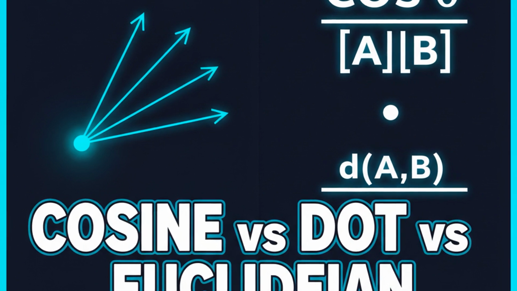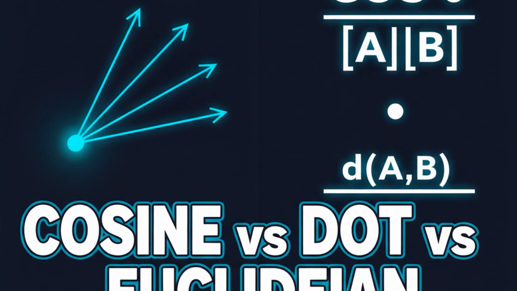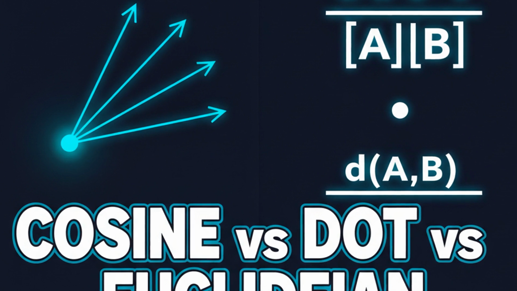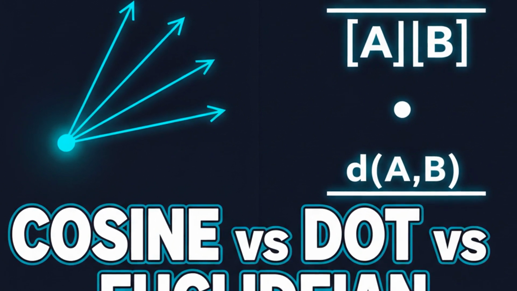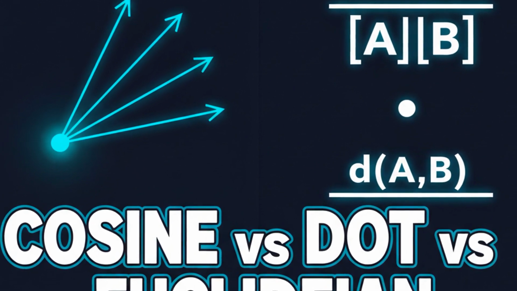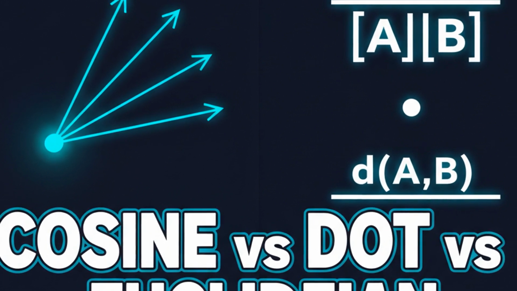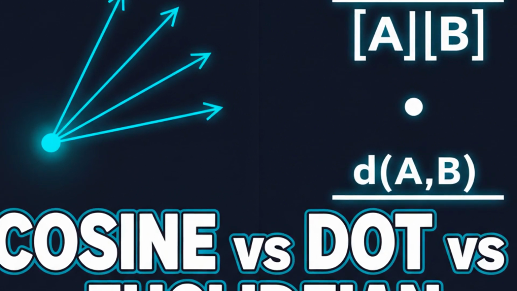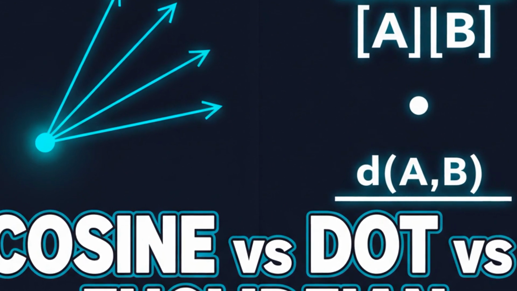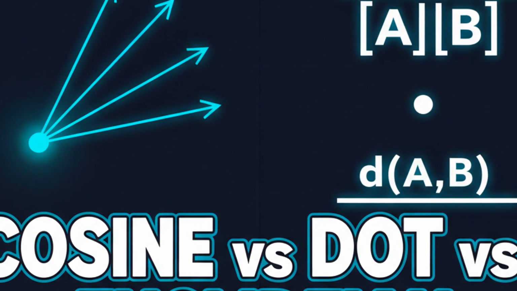Two sentences can be almost identical in meaning, and yet, depending on which formula you pick, your search engine might say they're total strangers. Three numbers decide whether your AI app feels smart or feels broken. Cosine distance, dot product, and Euclidean distance. Most engineers pick one by accident, copy paste it from a tutorial, and never look back. Let's fix that. By the end, you'll know exactly which metric to reach for and why.